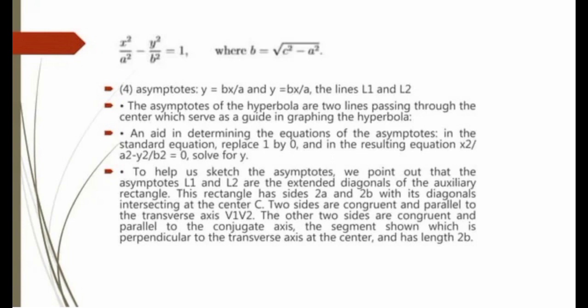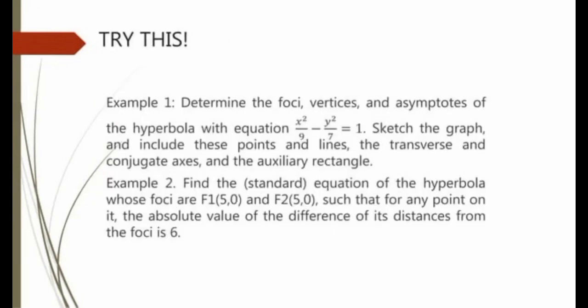Solve for y. To help us sketch the asymptotes, we point out that the asymptotes line 1 and line 2 are the extended diagonals of the auxiliary rectangle. This rectangle has sides 2a and 2b with its diagonals intersecting at the center C. Two sides are congruent and parallel to the transverse axis. The other two sides are congruent and parallel to the conjugate axis, the segment which is perpendicular to the transverse axis at the center and has length 2b.